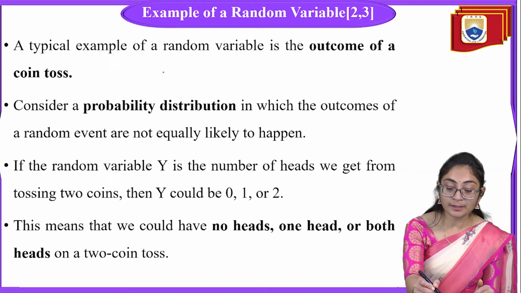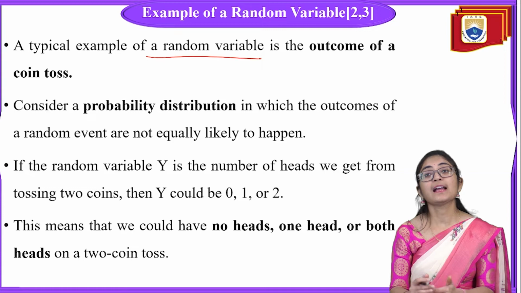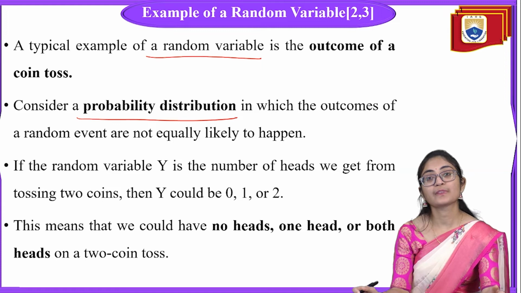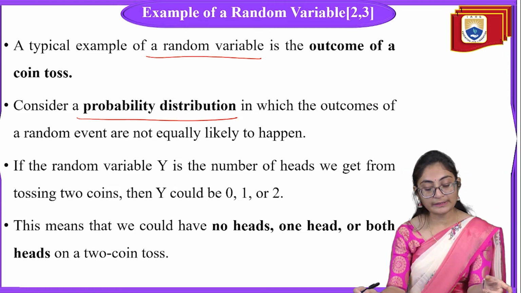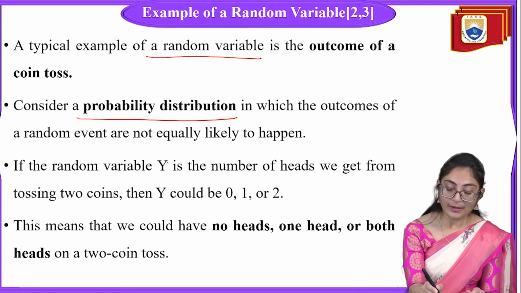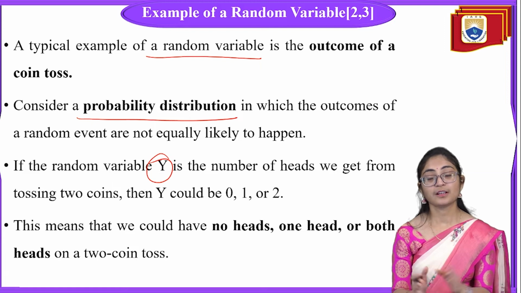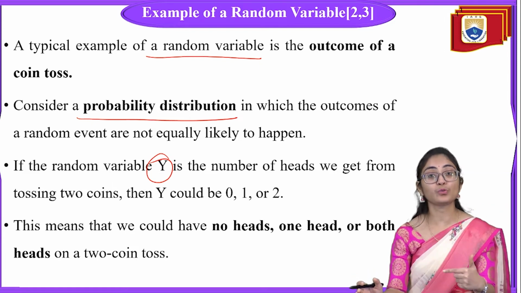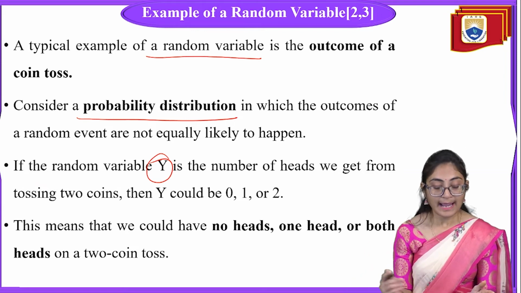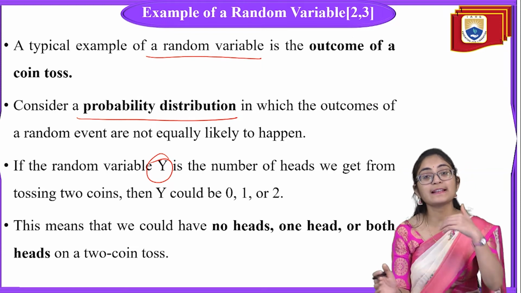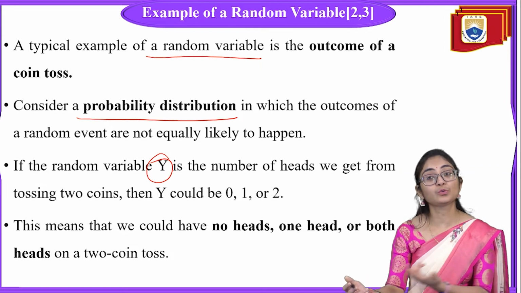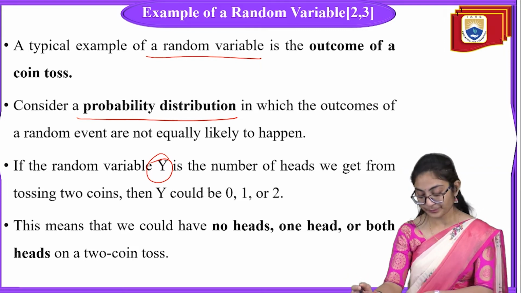A typical example of a random variable is the outcome of a coin toss. Consider a probability distribution in which the outcomes of a random event are not equally likely to happen. If a random variable y is the number of heads we get from tossing two coins, that means y could be 0, 1 or 2. This means there is no head, there is one head, or we got two heads on the two coins.